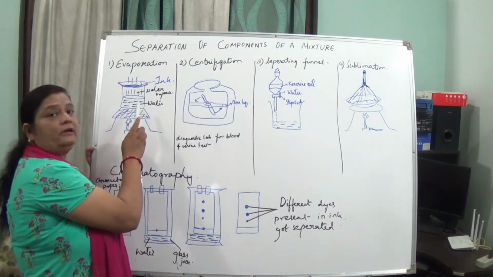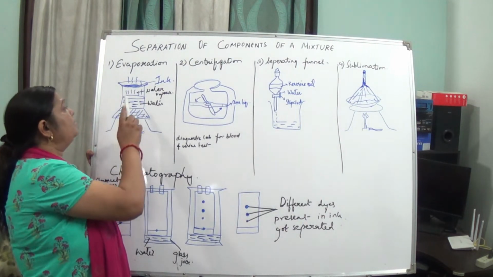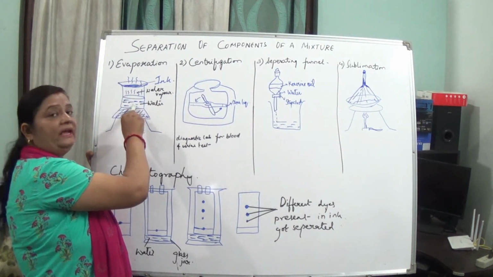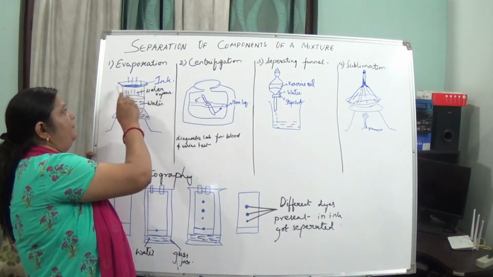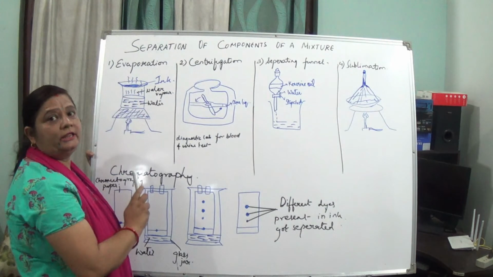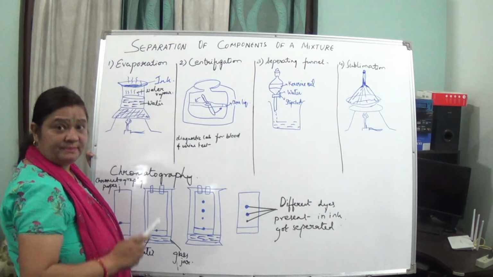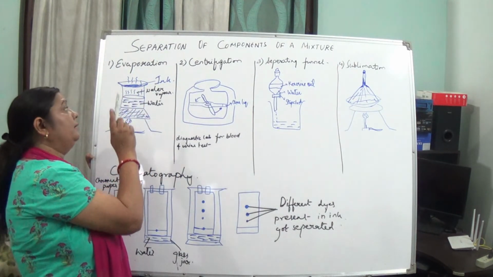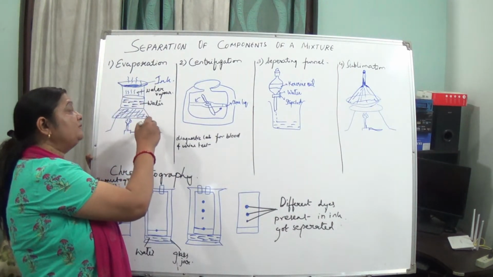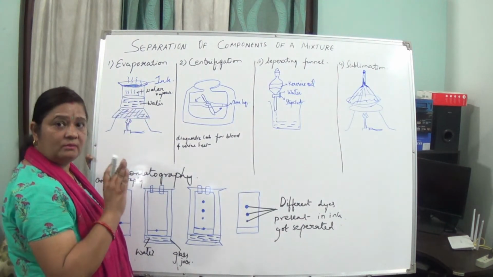Here we have taken a beaker, a tripod stand, and a Bunsen burner, and inside the beaker we have water, and above it we have taken a plate in which we have added the ink. What we are doing over here is separating the dyes of the ink from water. Ink consists of the dyes and the water.